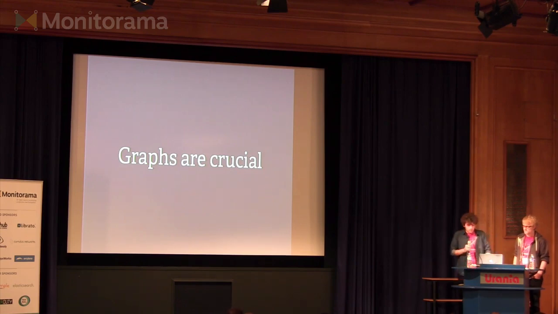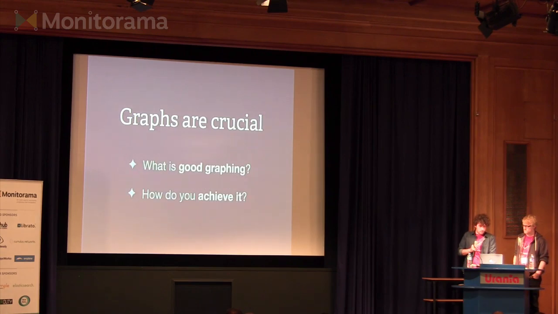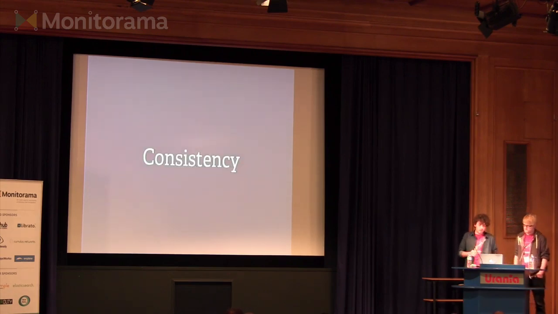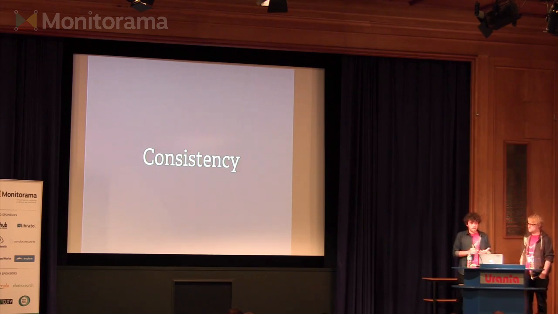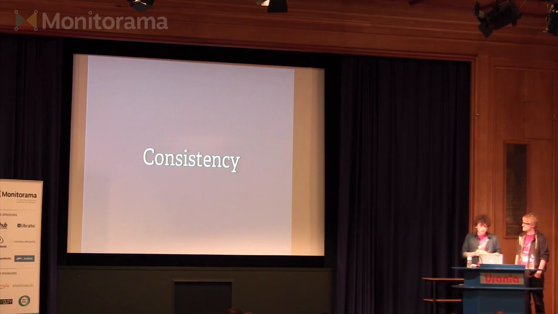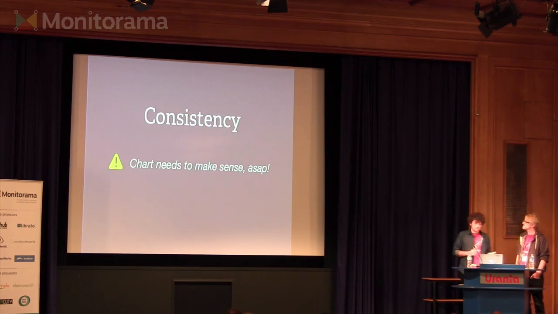So the first principle is consistency. When we talk about consistency, we talk about bridging the gap and making consistent the space between the monitored object and its representation. Basically, what we want is that the representation of the monitored object has to be as close as possible to the thing. And if you coherently represent the physicality behind the object, then obviously your display works well and you can understand what's going on. So the problem is that the chart needs to make sense as soon as possible.